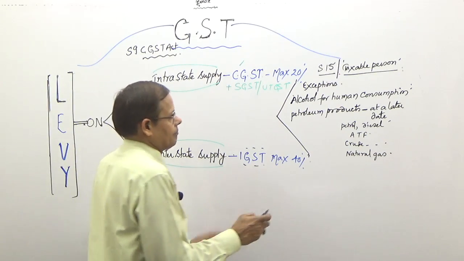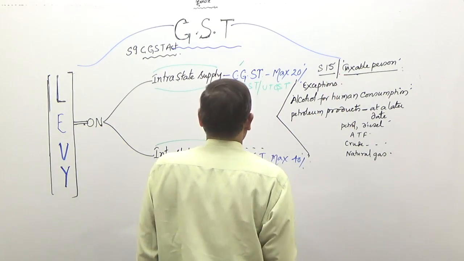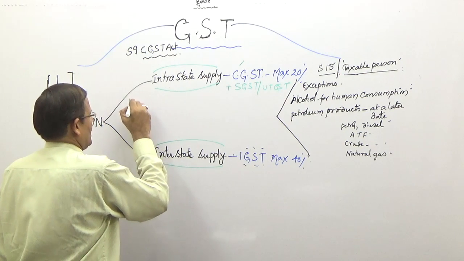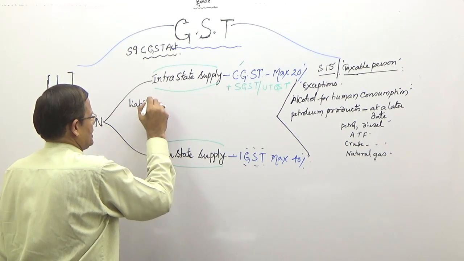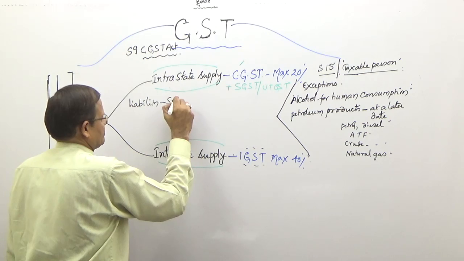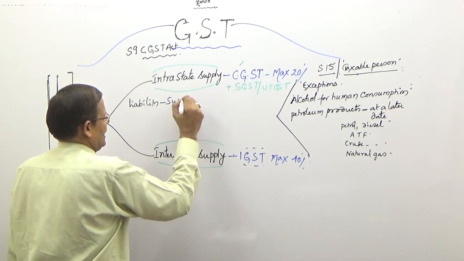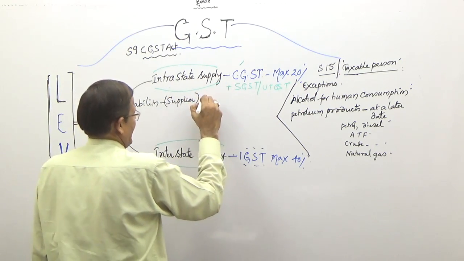And what about collection? Liability is okay. So, collection, I write here, liability is the supplier, but the legal language is taxable person.